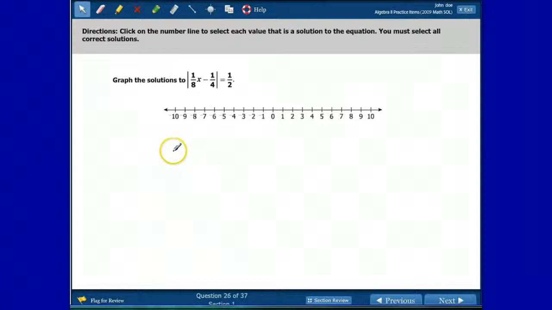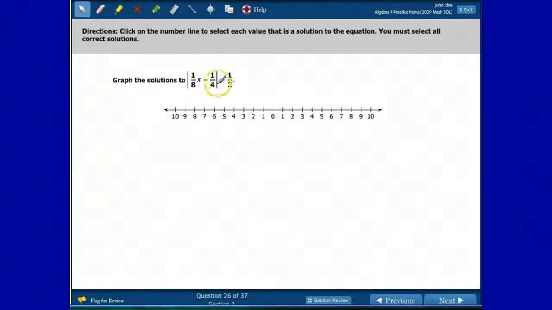Alright, it says here graph the solutions to. Alright, so this is an absolute value equation. So this is not that easy. So we're gonna try to see if we can do this, and then we're gonna go look at the picture and see if we got it.